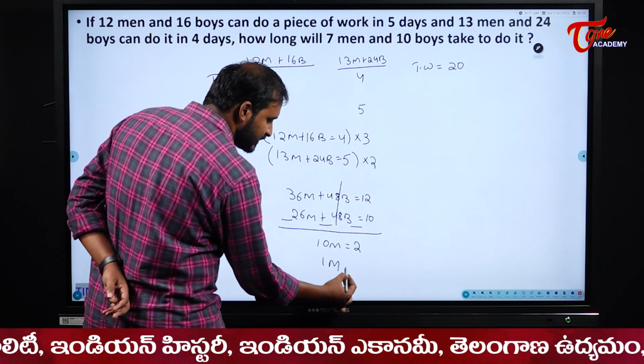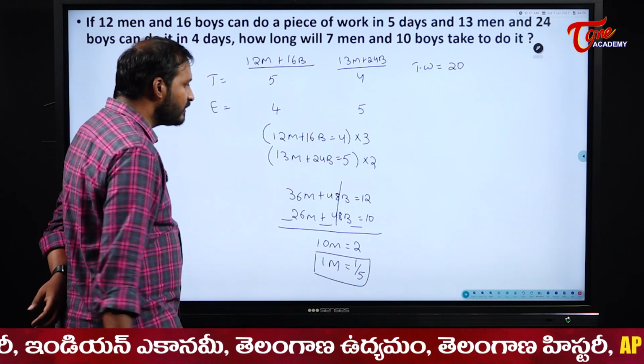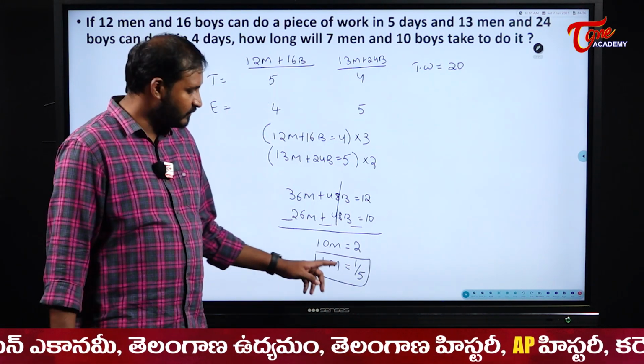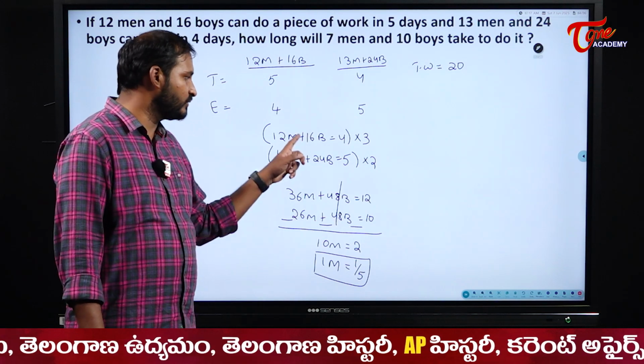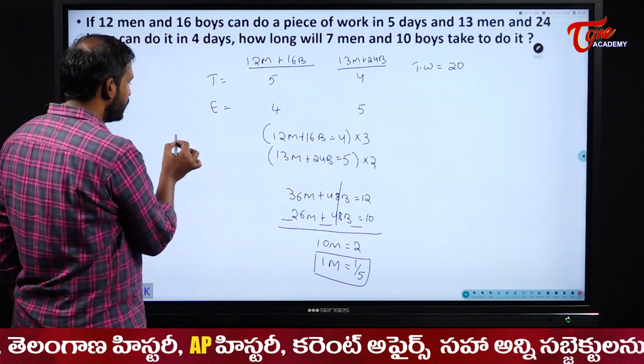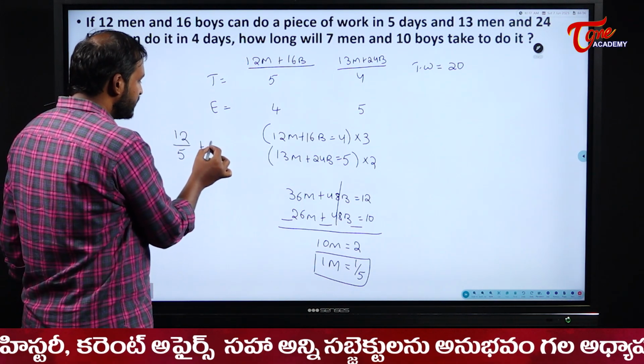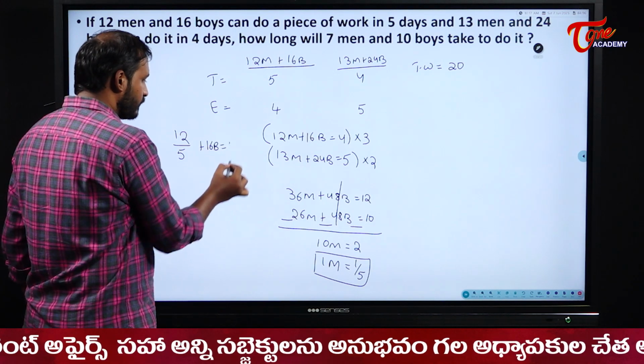2. So what about 1 man's efficiency? It becomes 1 by 5. One man's efficiency will become 1 by 5. Okay, now substitute this one man's efficiency in one of these two equations to get the boy's efficiency. So I will substitute in this, so it will become 12 into 1 by 5, 12 by 5 plus 16b is equal to 4.